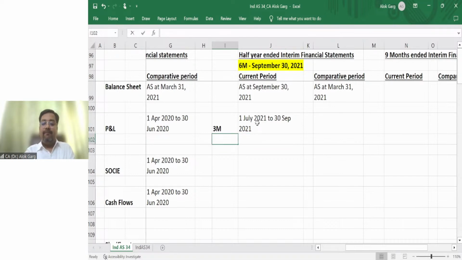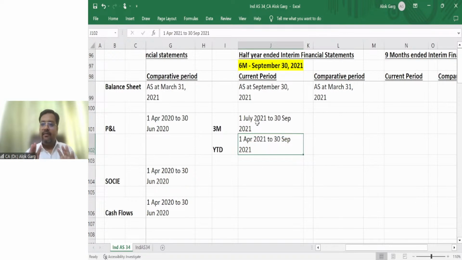As well as the company has to give the P&L for the complete 6 months, which is 1st April 2021 to 30th September 2021, right? Is that clear? Because it is 6 months, the company has to give the entire 6 months performance, year to date performance, to the stakeholders, as well as current quarter performance, right? So this is required. Likewise, the company is required to give the comparative as well.